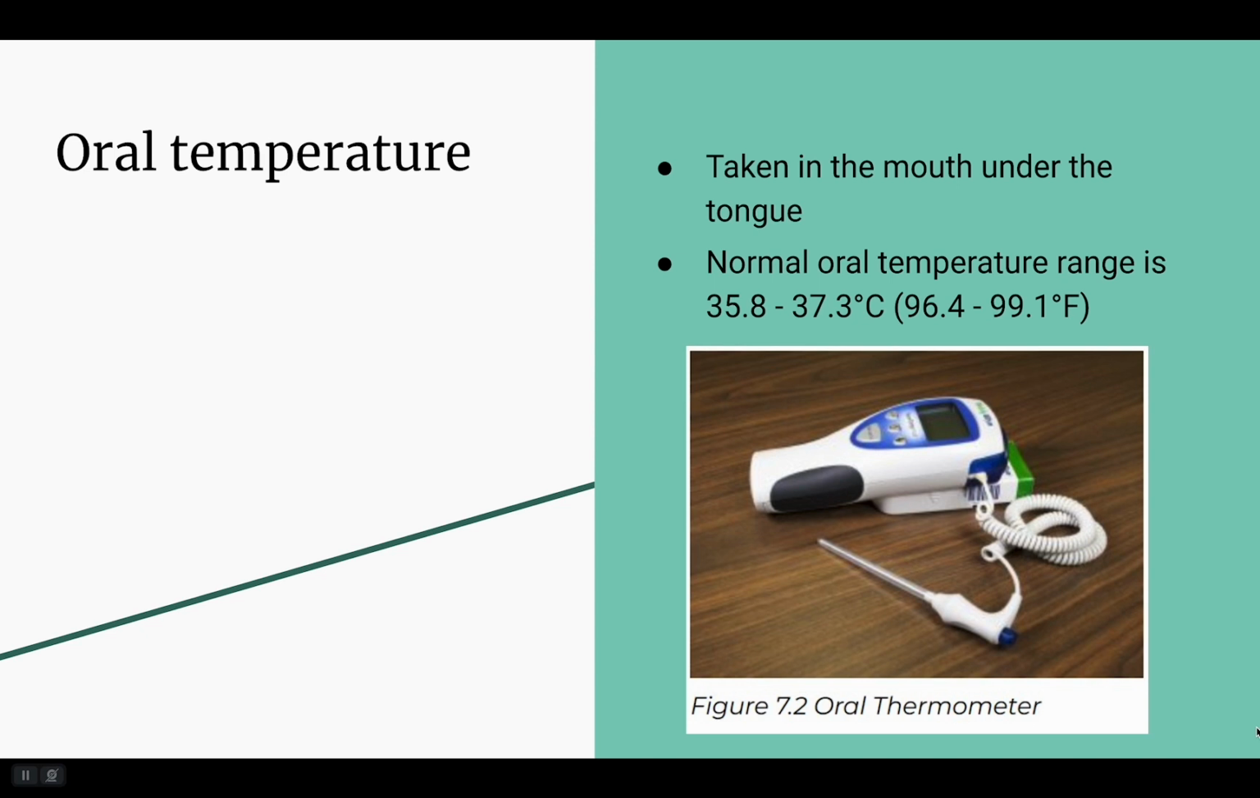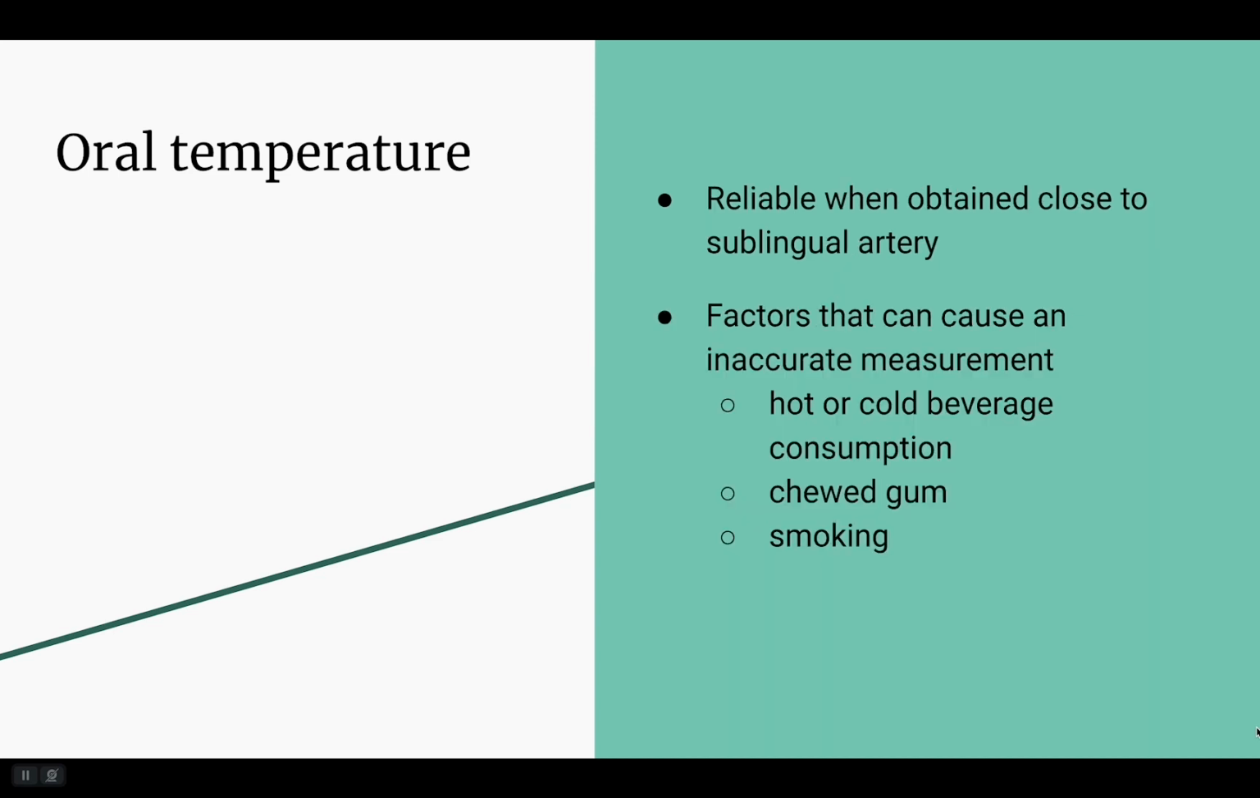Oral temperature is taken in the mouth under the tongue. Normal oral temperature is 35.8 to 37.3 degrees Celsius, 96.4 to 99.1 degrees Fahrenheit. An oral thermometer is shown above. The device has blue coloring indicating its use as an oral or axillary thermometer, as opposed to a rectal thermometer that has red coloring. Oral temperature is reliable when it is obtained close to the sublingual artery at either side of the base of the tongue.